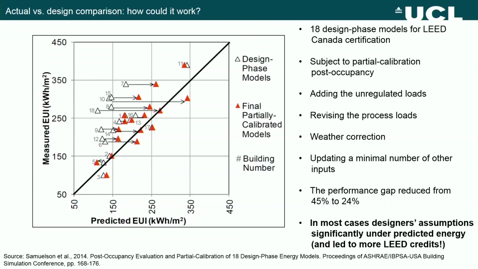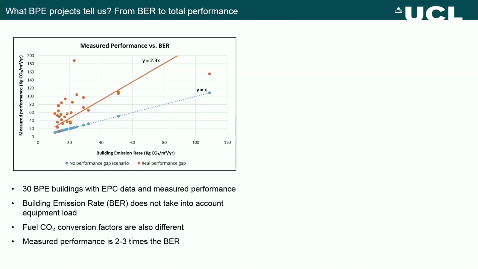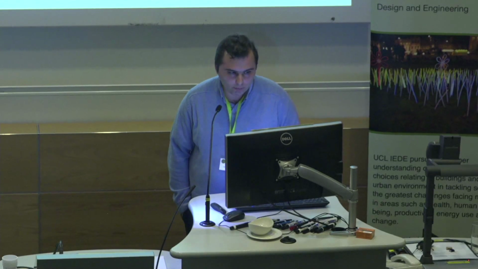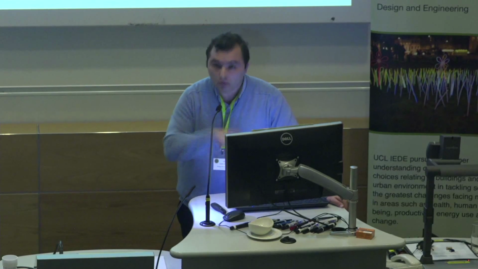Moving on, nonetheless, I quite like this graph. So I just tried to see whether we can do the same type of analysis with BPE data. So this is what the BPE final reports were trying to achieve. It doesn't include this graph, but basically they're trying to compare the BER, building emission rate, which comes out of the building regulations compliance calculation, with the measured performance.